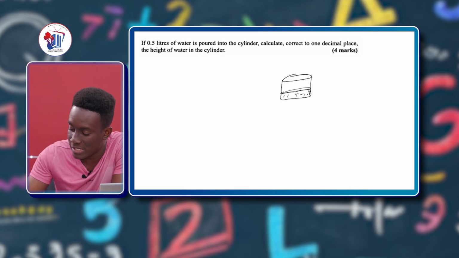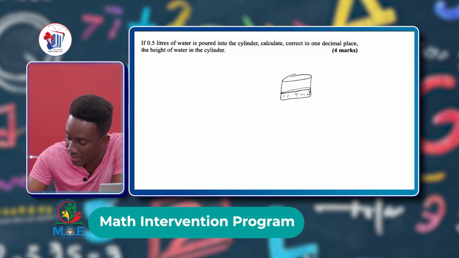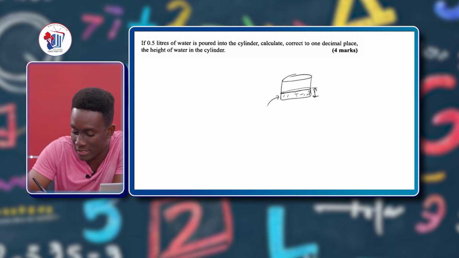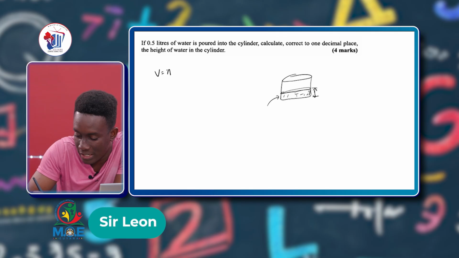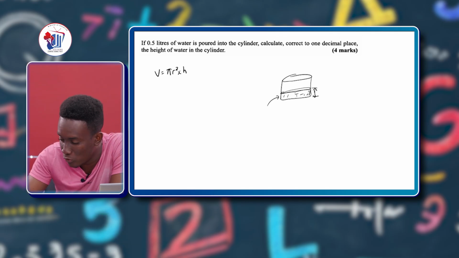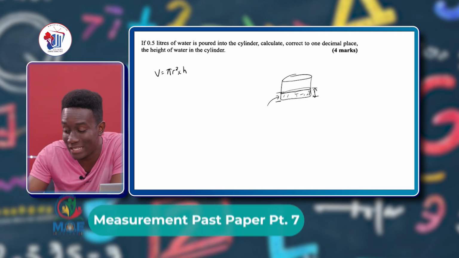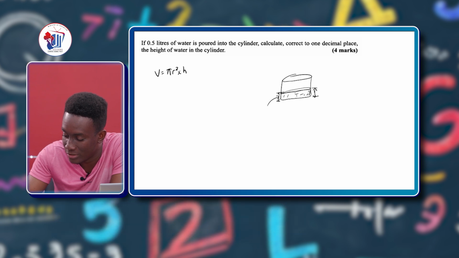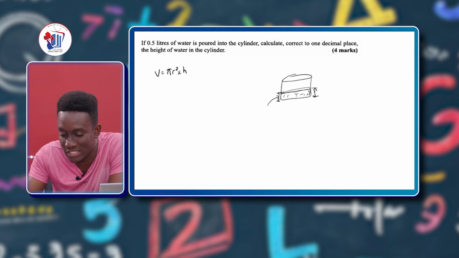So if you look at this, if we are to find the volume of the cylinder up to this piece, the formula to find volume is pi r squared times the height. If we find the volume of the cylinder at this height, we can then find the height of the water in the cylinder. But do we know the volume of the cylinder?